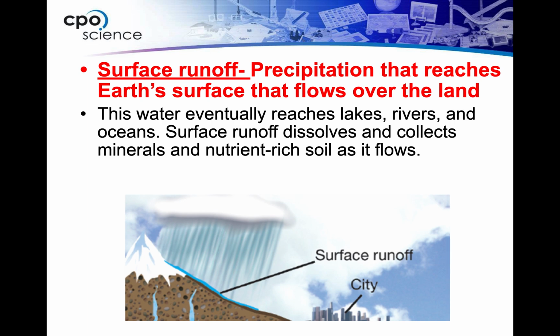Now, surface runoff can obviously be different depending upon what surface it's flowing over. If you're on a steep surface, that's going to be different than a flat surface. If you're on a surface that has sand, that's going to be different than a surface that is really flat, like maybe a parking lot.